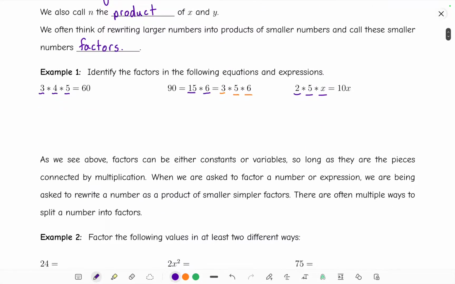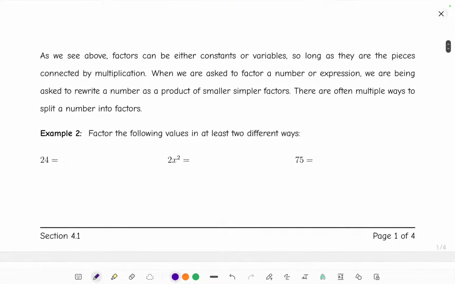As we see above, factors can be either constants or variables, as long as they are the pieces connected by multiplication. When we are asked to factor a number or expression, we are being asked to rewrite a number as a product of smaller, simpler factors. There are often multiple ways to split a number into factors. Factor the following values in at least two different ways.